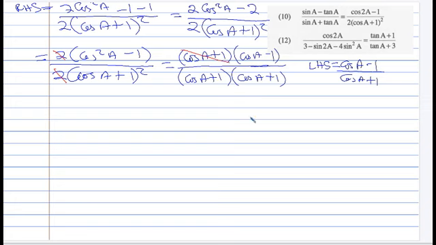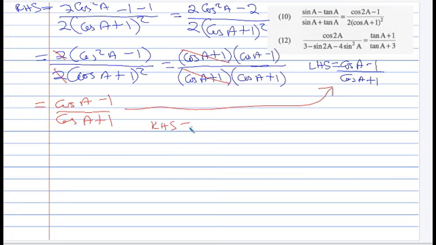All right, and then from there, we have to cancel also. We have cos A plus 1, we have cos A plus 1. So then we are left with cos A minus 1 all over cos A plus 1, which is equal to our left hand side. Remember, this is the right hand side. So we are saying right hand side is equal to left hand side. All right. That is all for the first question.